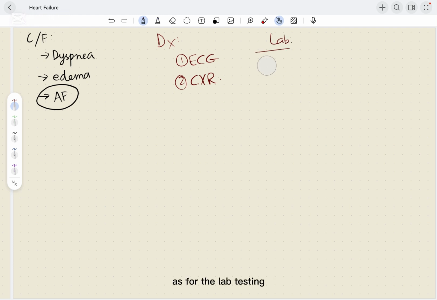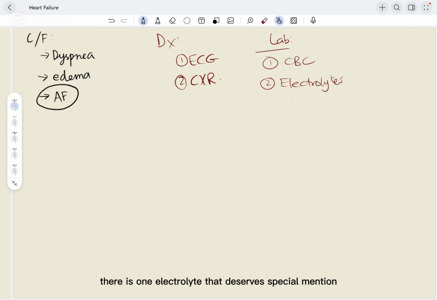As for the lab testing, we can do a complete blood count to look for any infection or any anemia. Anemia is going to be present in heart failure patients, especially those who've had heart failure chronically, as anemia of chronic disease. We can also do electrolytes. Now, there is one electrolyte that deserves special mention, and that is sodium. Remember that low sodium is generally associated with worse prognosis, and it is a predictor of all cause mortality in acute heart failure. The third test that we should send for is a trop.